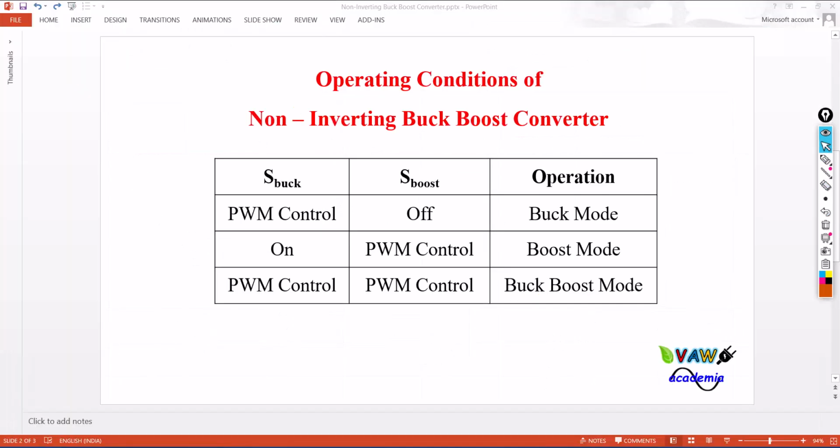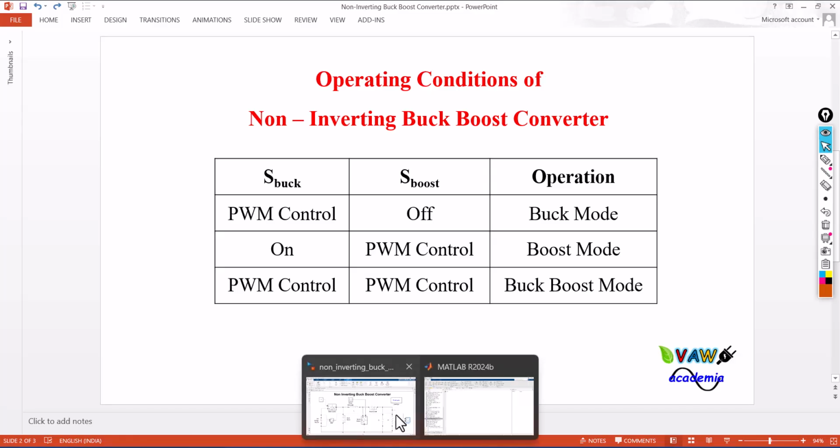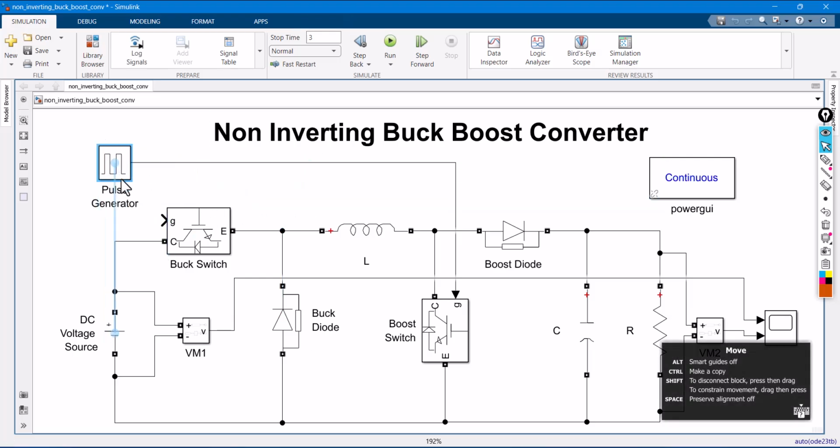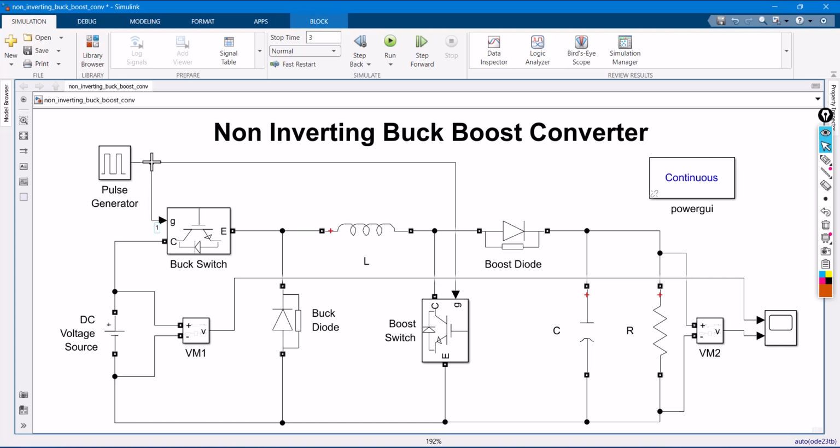Okay. What about the third condition? You can control both switches with the help of PWM. So now what you can do is remove this constant block. Now connect both switches to the pulse generator. So now pulse width plays a major role. If your pulse width, that is duty cycle, is less than 50%, it will work in buck mode. If your duty cycle is more than 50%, the same circuit will work in boost mode.